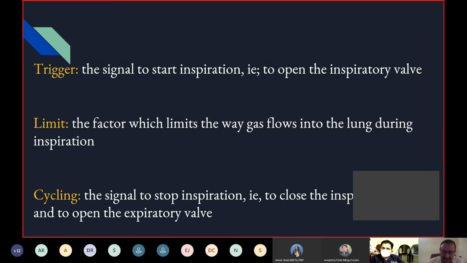And the next one is cycling. That is the signal to stop inspiration, that is, to close the inspiratory valve and to open the expiratory valve to allow expiration. So that is cycling. Trigger starts inspiration, cycling starts expiration, and the other one is in between.